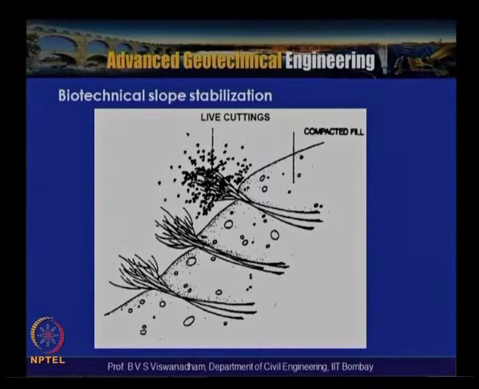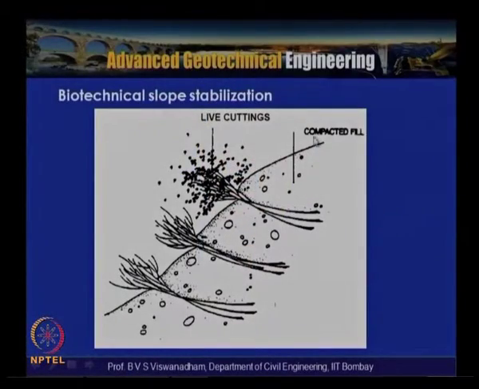Very recently, some live poles are also used for enhancing the stability of a slope, wherein these are used for improving the stability. It is one of the natural ways of using the technique of vegetating the slope surface and enhancing the stability. In this particular slide, typical live cuttings and a compacted fill are shown, and mostly this is adopted for natural slopes as well as man-made slopes.